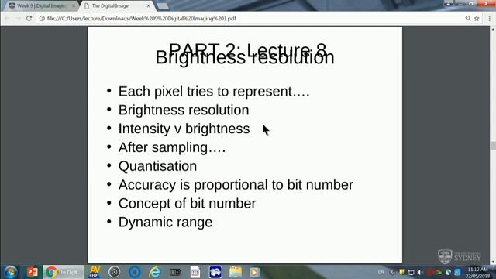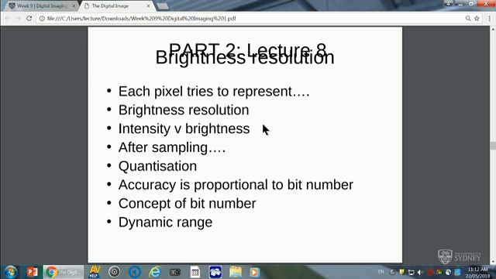Intensity refers to a real situation. So when I look at you, you guys are fairly intense. Okay, this is a fairly real situation. Brightness refers to an image. So just be aware of that subtle difference.